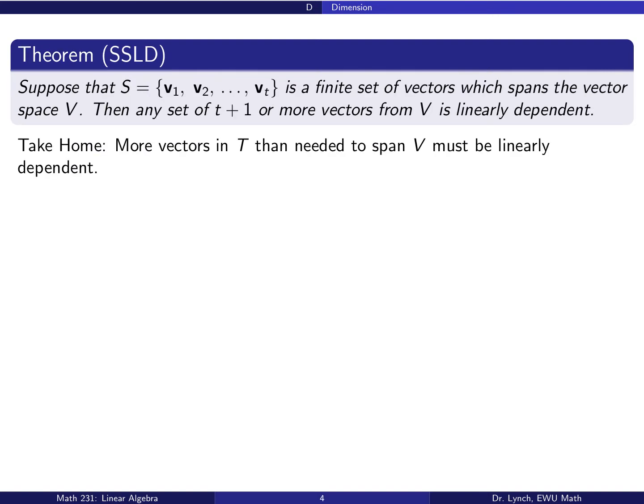Here's the theorem I'll state without proof. Suppose that you have a spanning set, v1 out to vt, for a vector space V. Then any set, say that set is T, with more vectors than that spanning set must be linearly dependent. Okay, so more vectors than is needed to span must be linearly dependent.